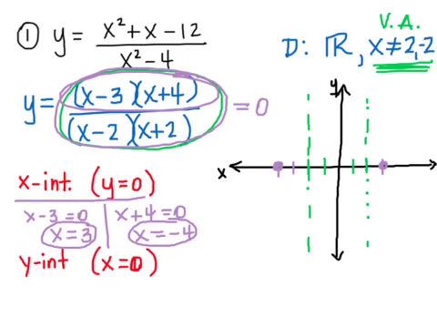If you wrote those as ordered pairs, you're saying basically x is 3 when y is 0, and x can also be negative 4 when y is 0. And those are those 2 points that we just plotted.